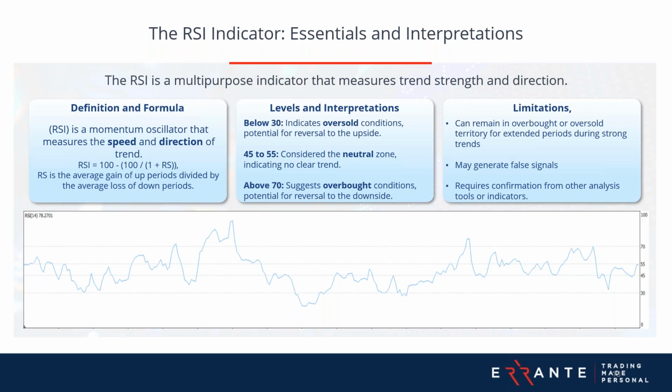Second, it's not uncommon for RSI to generate false signals. A quick dip below 30 or spike above 70 might just be a blip in a larger trend, not a signal for a reversal. And third, the RSI shouldn't be used in isolation, like the other indicators. It's a tool in your toolkit, but it needs to be used alongside other analysis methods and indicators. Confirm what RSI tells you with other evidence before making a trade decision.